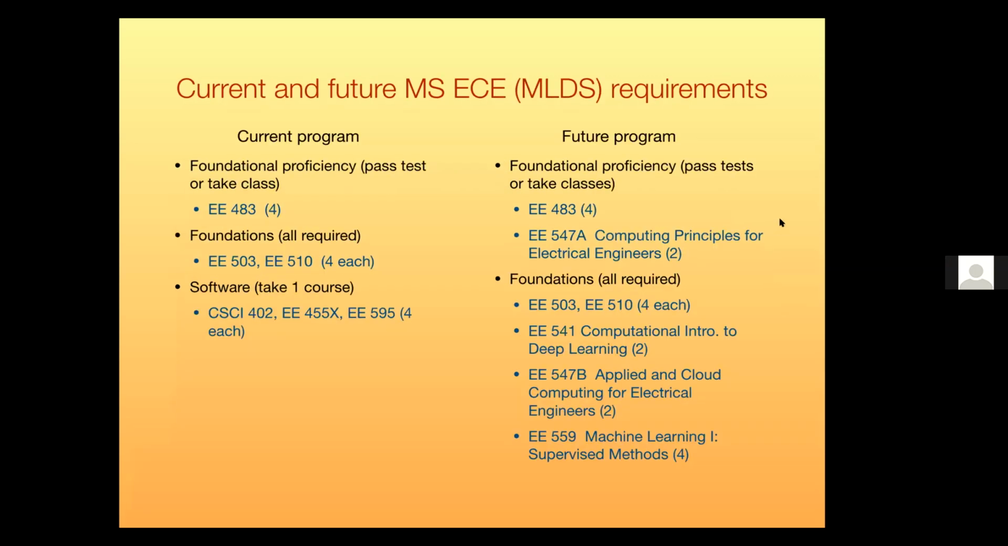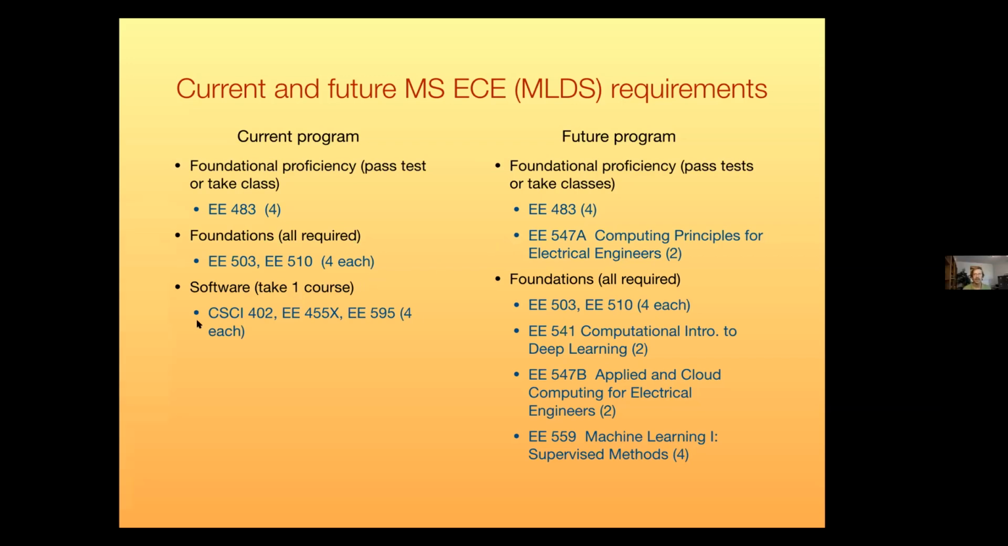Okay, so here's an overview, this slide and the next one, of the current program and the future master's program that starts next fall. Foundational proficiency will include 483 as it does currently, and you can pass out of that, but we're adding another course, EE 547A, Computing Principles for Electrical Engineers. And let me explain the background behind this.